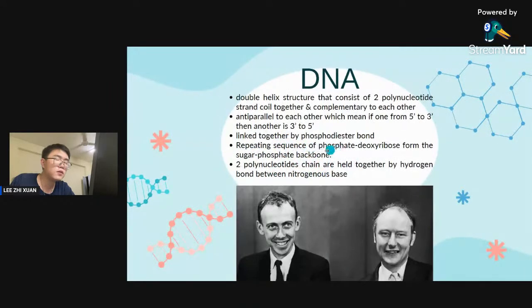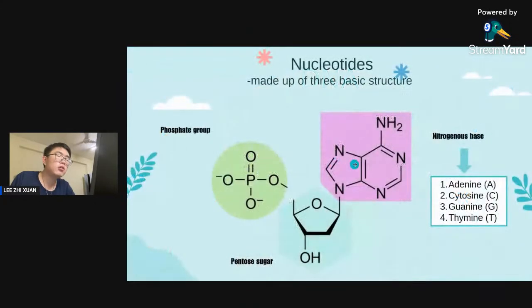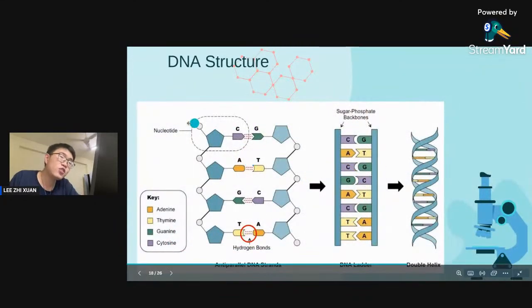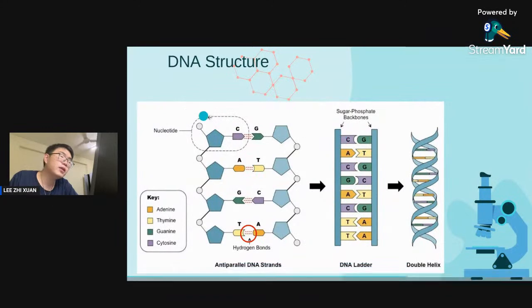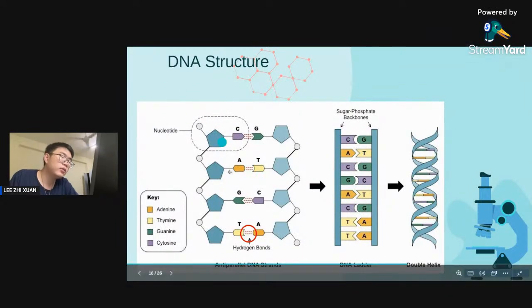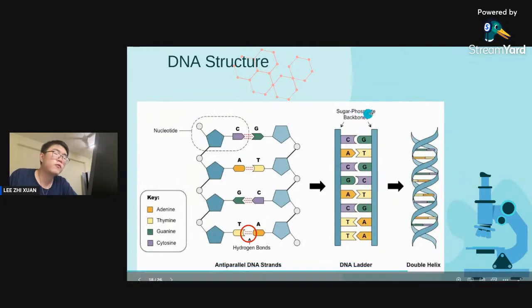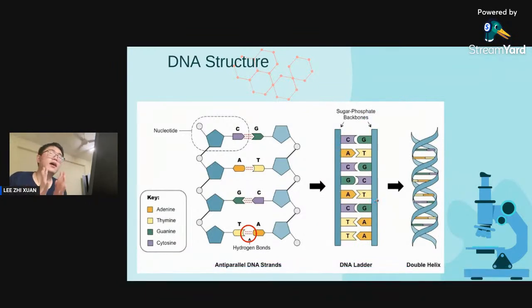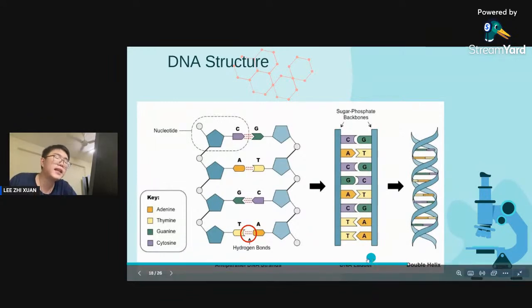So for this, actually, what is meant by sugar phosphate backbone? When the DNA structure is bonded together, they will form the sugar phosphate backbone like that. So that is why it looks like a straight line. Two DNA strands are straight lines. So this is what we call the DNA ladder structure.